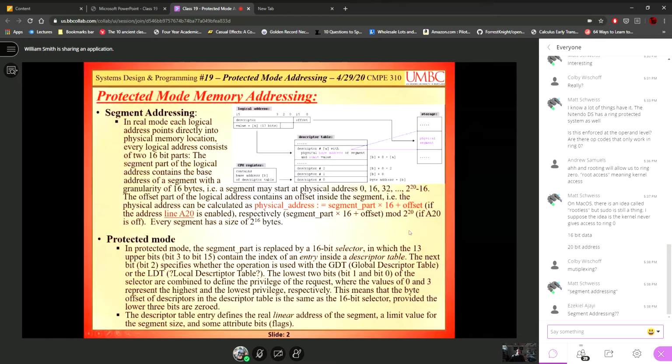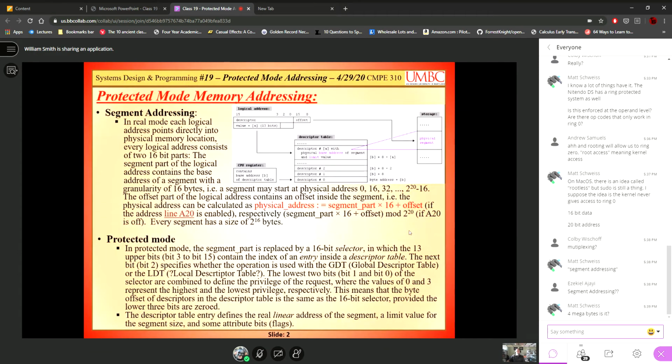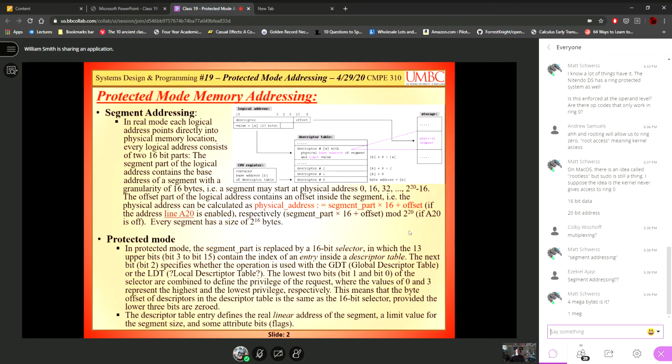Let me ask one other quick question. Can anybody guess why we would want 20-bit addressing? We'll really push you guys on this one. I'll give you a hint. 4 megabytes of data. Actually, it's 1 megabyte of data. And 1 meg, exactly. 2 to the 20th is 1 meg. If it was 4 megabytes, we would have 22 address bits. So 1 meg. Good correction, Matt.